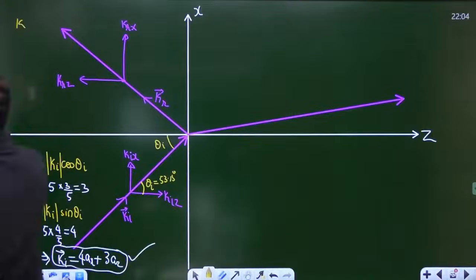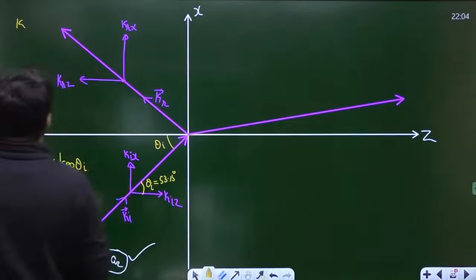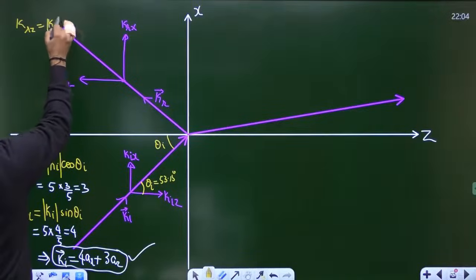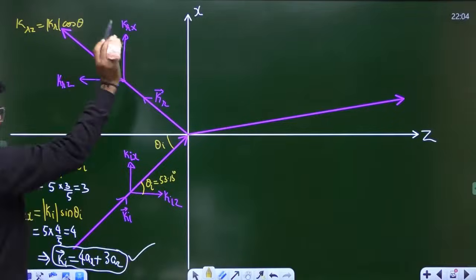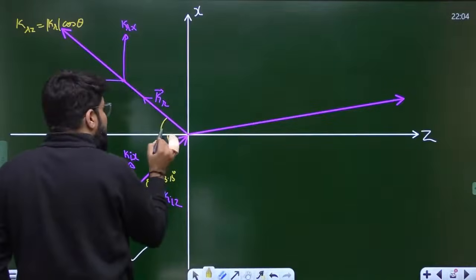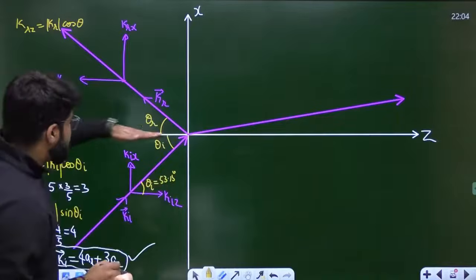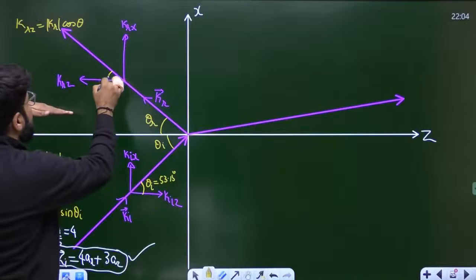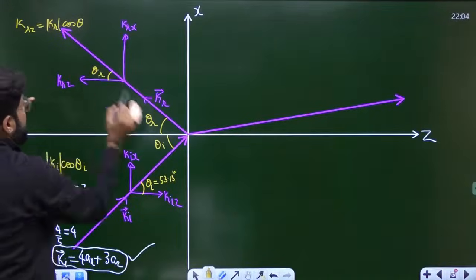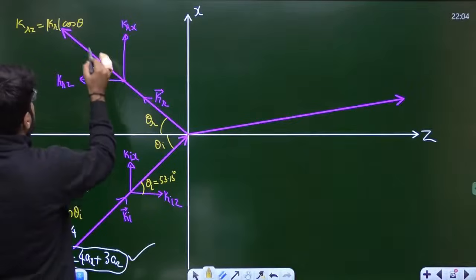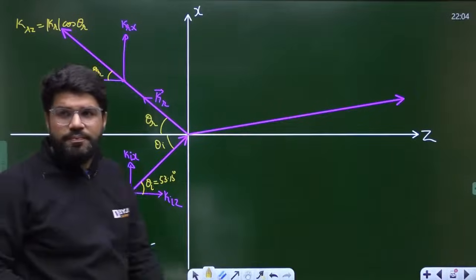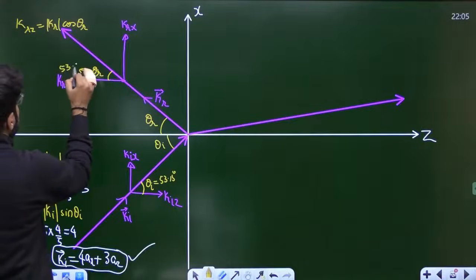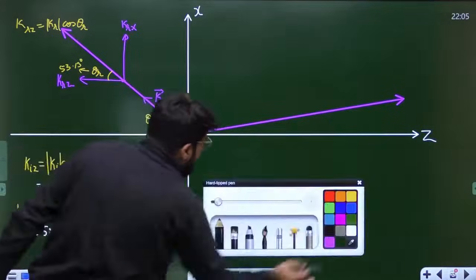I hope this is visible to all of you, right? What should be the value of KRZ, the horizontal one? Mod KR cos theta. Which theta? Now let me make the angle. This is the angle of reflection theta r, right? This is the Z axis, this is the Z axis, both are parallel lines, so this is the corresponding angle. So this is also theta r, and theta r and theta I are the same. So theta r is also 53.13 degree. To KRZ kitna ho gaya?